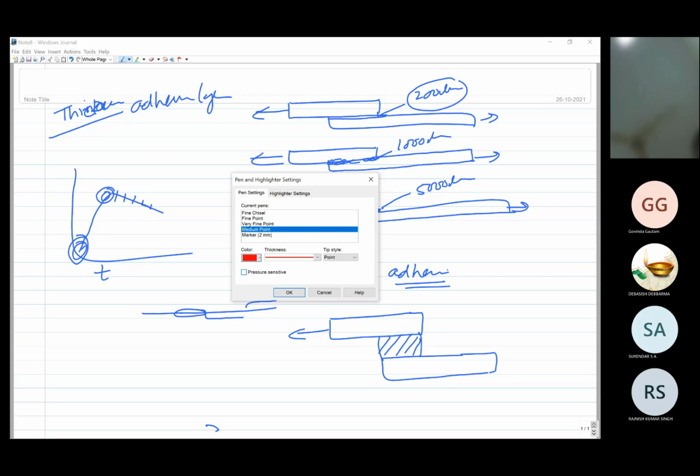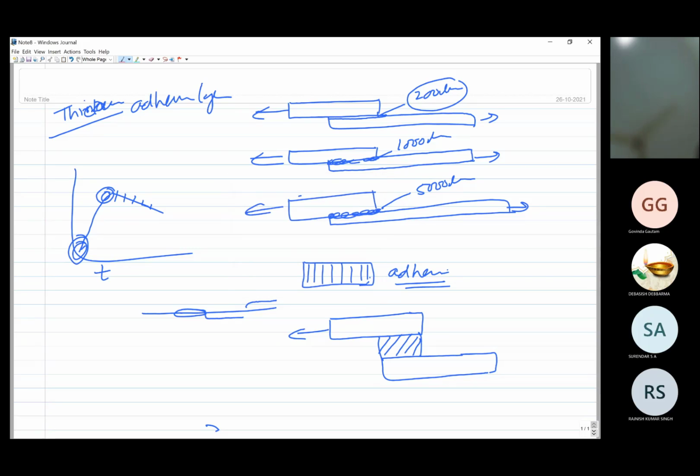Okay, so if you see, there are different possibilities. Your crack can occur from this location. This is one. Crack can occur from this location. Crack can occur exclusively from the adhesive. Crack can start from the other side, the base metal A and the base metal B.